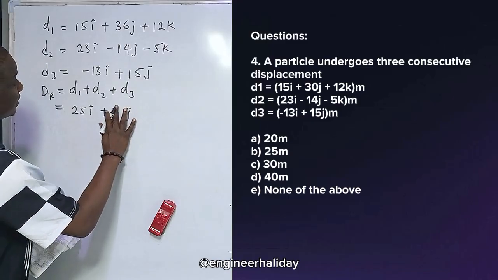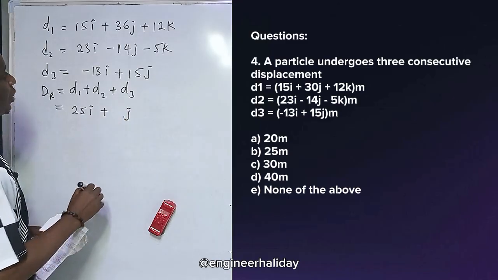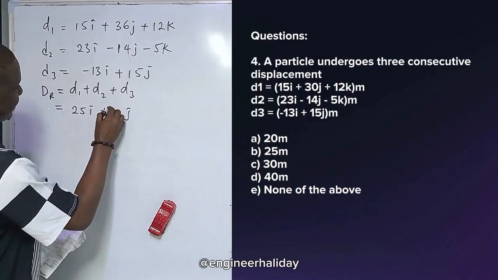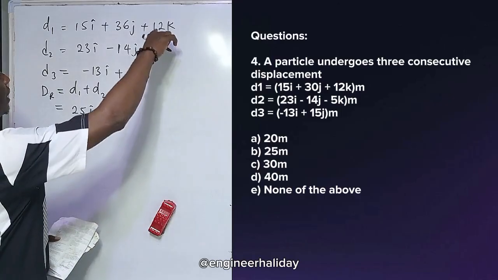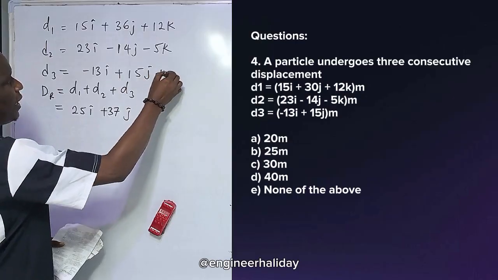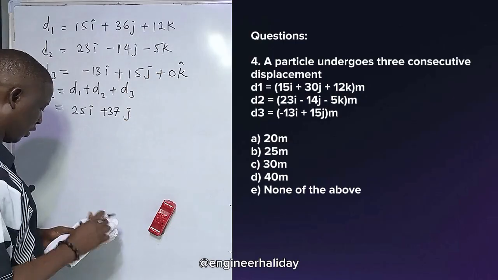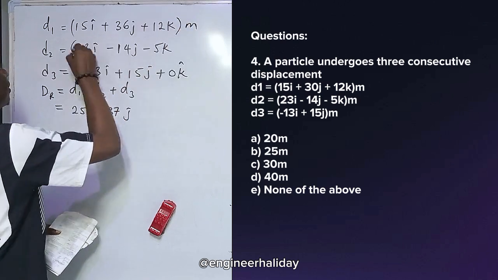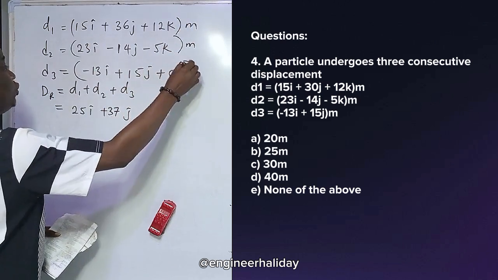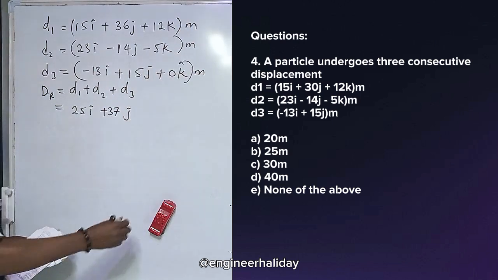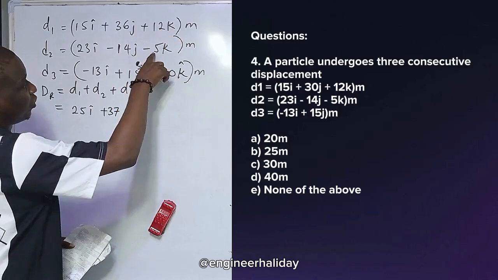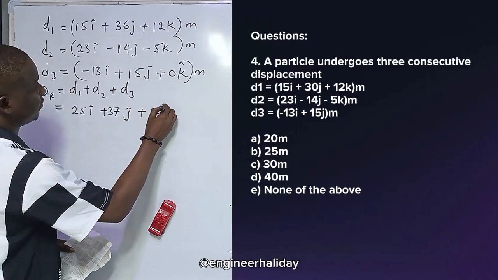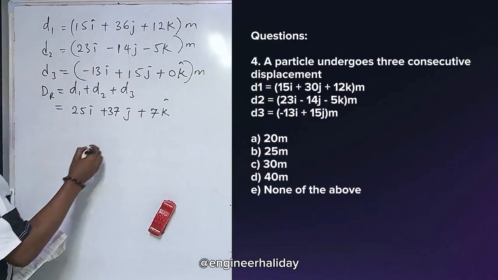22. 22 plus 15 gives us 37. Then we don't have k here, so let's call it 0k. According to the question, there is no k. Don't forget, all are measured in meters, because that is the SI unit of distance. So 12 minus 5 is 7, plus 0 is 7.